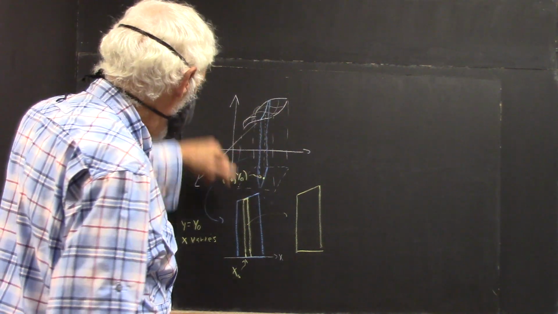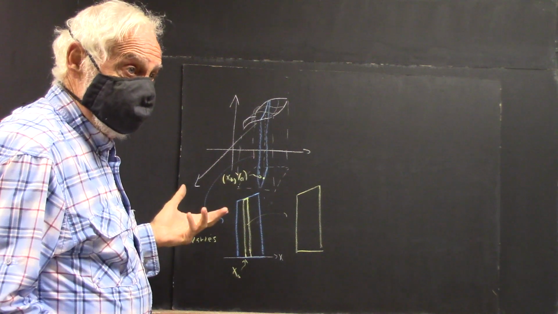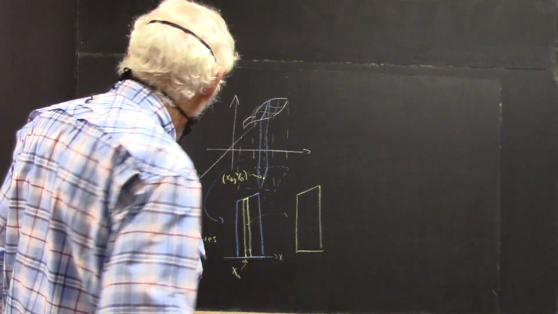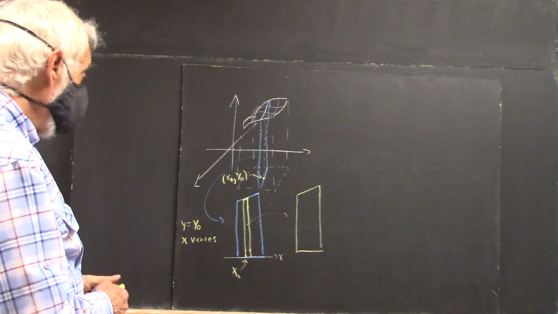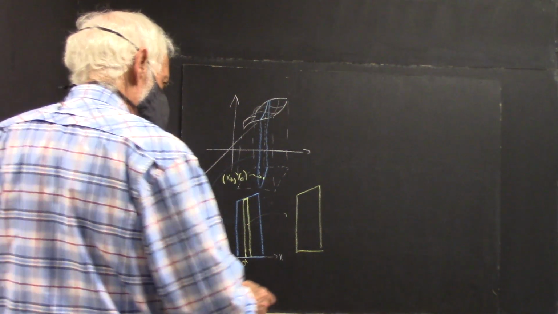And this is supposed to be parallel to the x-axis. I did a really bad job of making that parallel, just because of the way I drew it up here, and I was a little careless. Okay, so here we have the picture, and now we have a small increment.